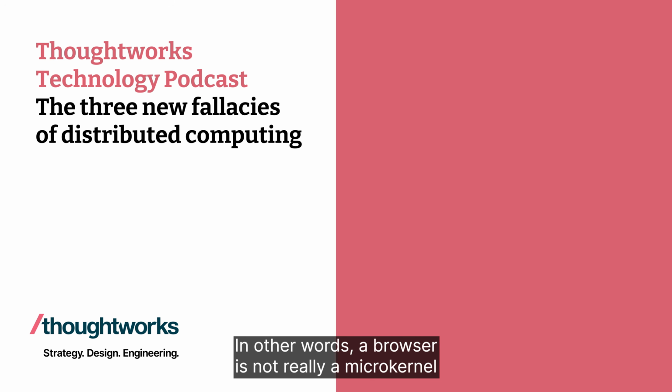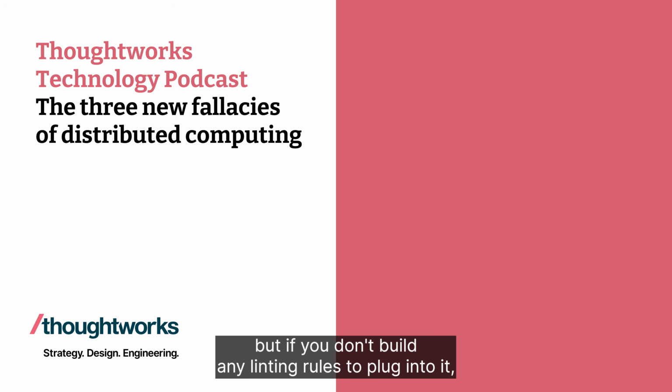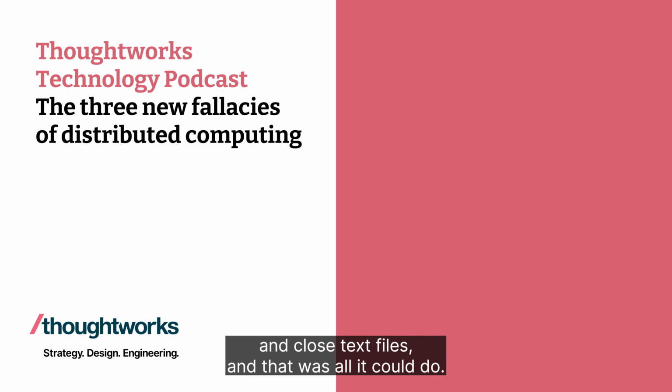So in other words, a browser is not really a microkernel because it's purely functional without any plugins. But something like a linter tool, well, yeah, it'll parse the code for you, but if you don't build any linting rules to plug into it, then it's useless. Eclipse is a great example of the old school Eclipse. If there are no plugins in it, it could barely open and close text files, and that was all it could do.